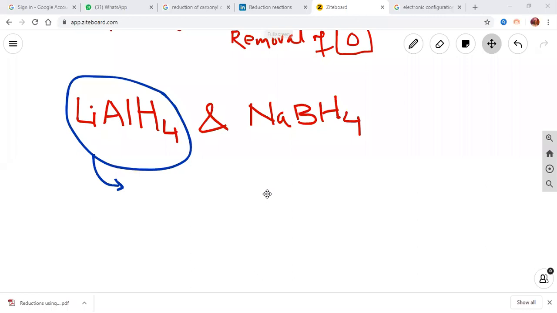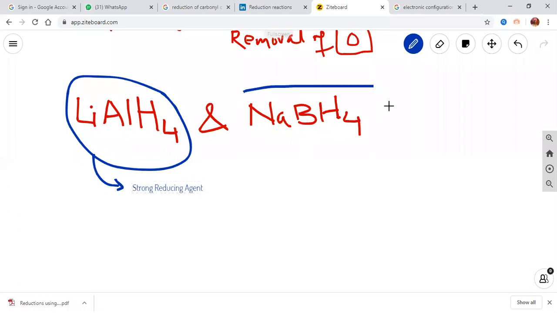Okay, so this is a very strong reducing agent. It can reduce aldehydes, ketones, most of the carbonyl compounds.